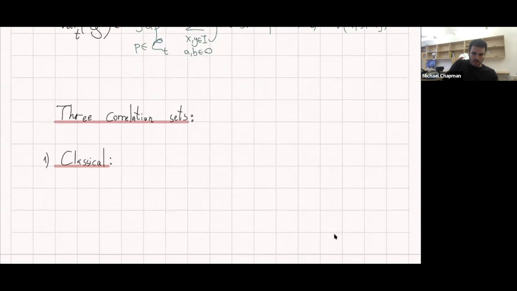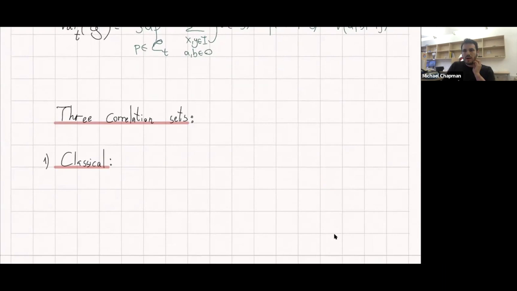Now I'll talk about three correlation sets. The way we think about these sets is that they are somehow models of the physical world. So when I talk about classical correlations, in some sense, this is a model for the possible correlations inside a world governed by classical mechanics. So what are the classical correlations?